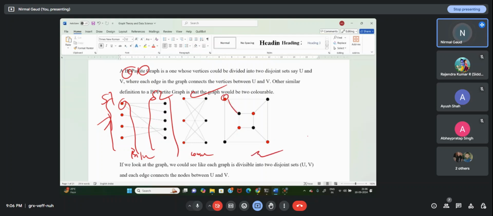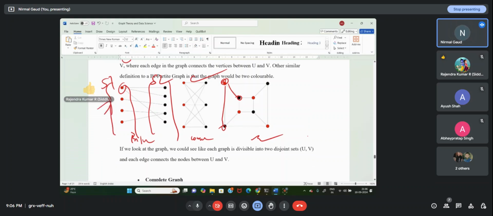This red is connected to this, and this red is connected to this. Red to red are not connected. Remember, red to red are not connected. If red to red are connected, that means they are part of the same set. How can I connect? So they are not bipartite. This is also bipartite. Okay, all these are bipartite. This is bipartite, because red is connected to black. Okay, fine.